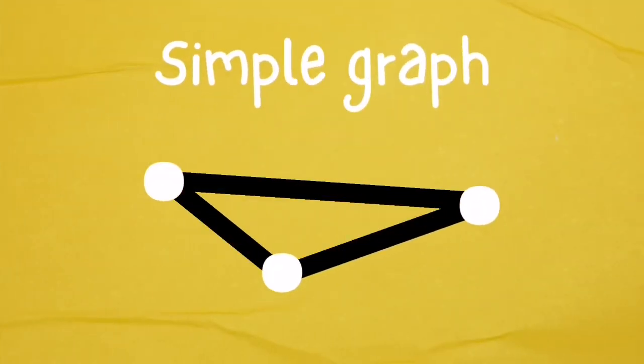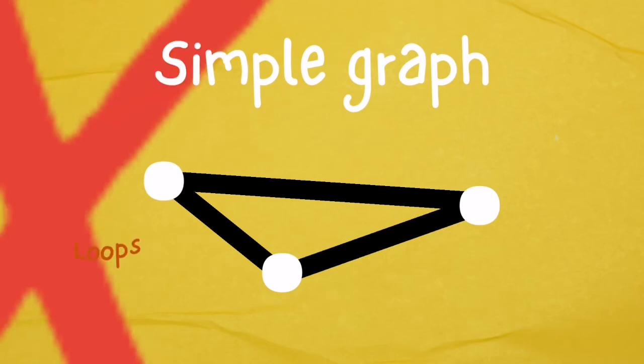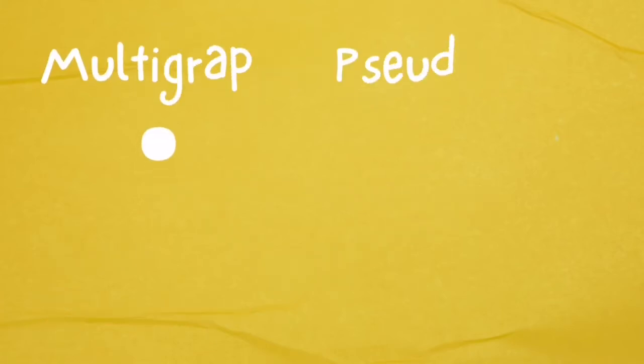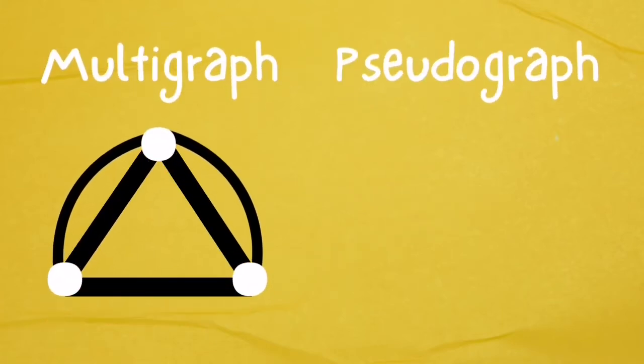It is simply a graph that has edges connecting two different pairs of vertices. No loops or multiple edges connecting two vertices more than once. Simple, isn't it?